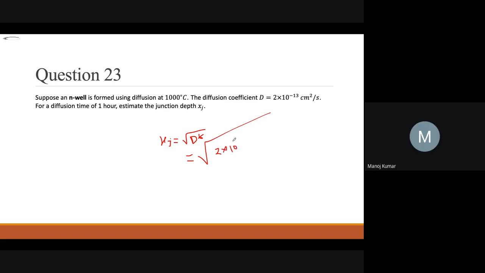Ma'am, should Xj be in centimeters? Yes, D is in centimeter squared per second, so you find the answer in centimeters, or you can convert it into micrometers also. And what about the t? It is in seconds, so 3600 seconds. So tell me the answer.